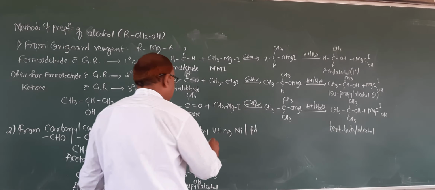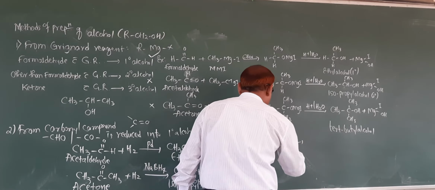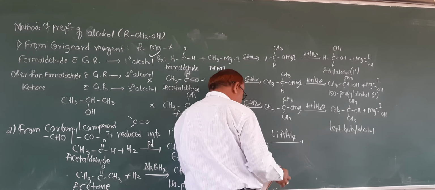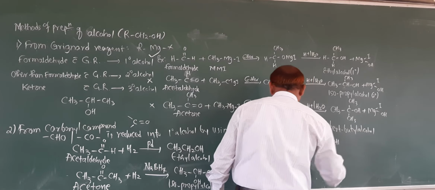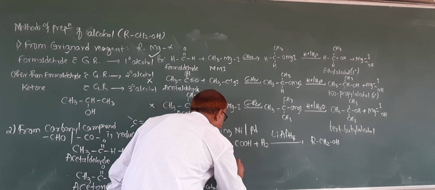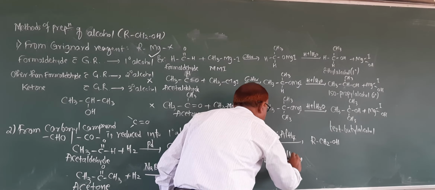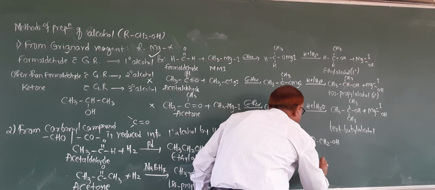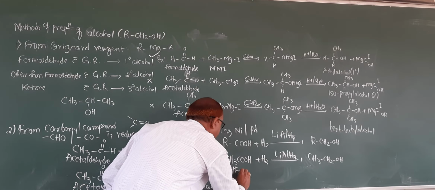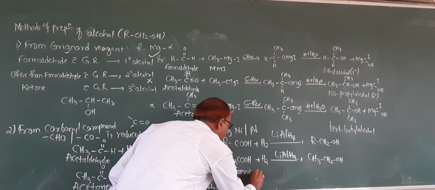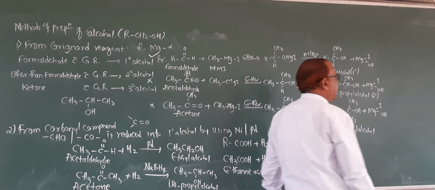When carboxylic acid, COOH, is reduced by heating with lithium aluminum hydride, it gives rise to CH2OH, that is, a primary alcohol. For example, when acetic acid is reduced by heating with lithium aluminum hydride, it gets reduced into CH3CH2OH. This is ethanoic acid you have taken, right? Ethanoic acid, that is acetic acid, giving rise to ethyl alcohol. I have written the IUPAC name as ethanol.